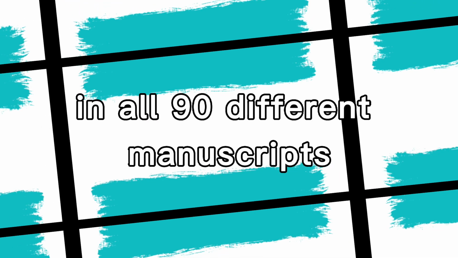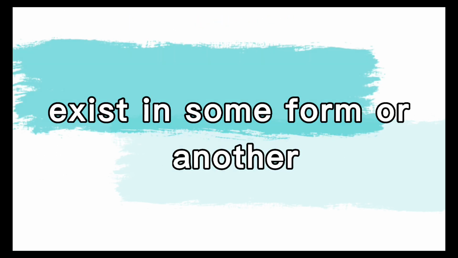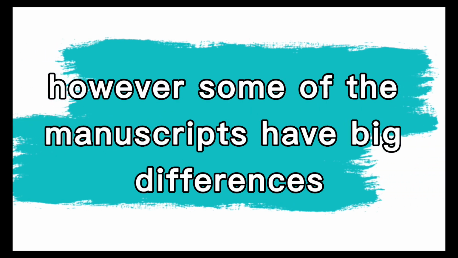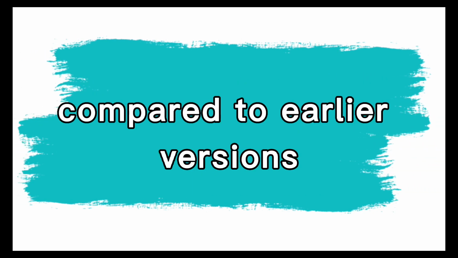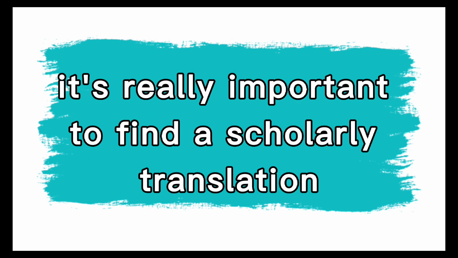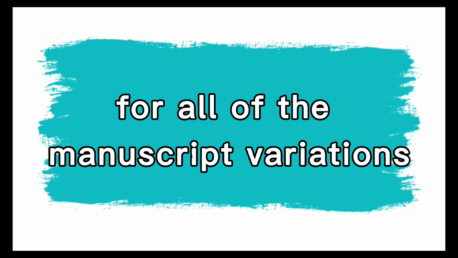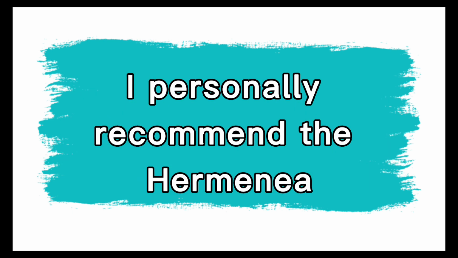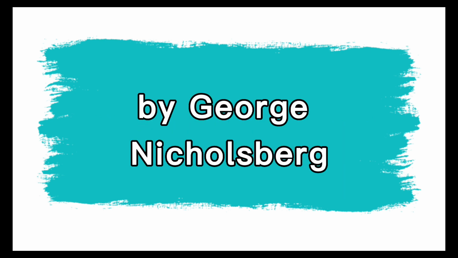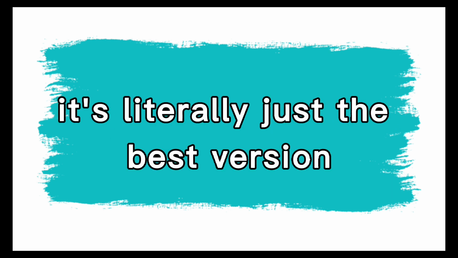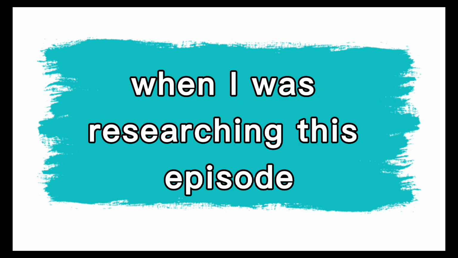In all, 90 different manuscripts of First Enoch exist in some form or another. However, some of the manuscripts have big differences compared to earlier versions. This is why if you're going to read it for yourself, it's really important to find a scholarly translation that tries to account for all of the manuscript variations. I personally recommend the Hermeneia translation by George Nickelsburg and James VanderKam. It's published by Fortress Press. This is not an advertisement, it's literally just the best version I could find when I was researching this episode.